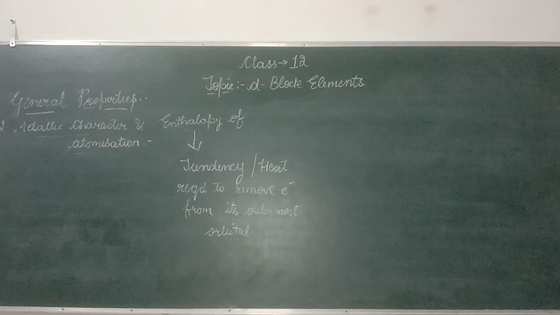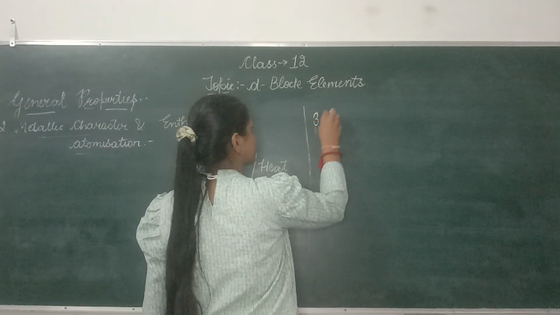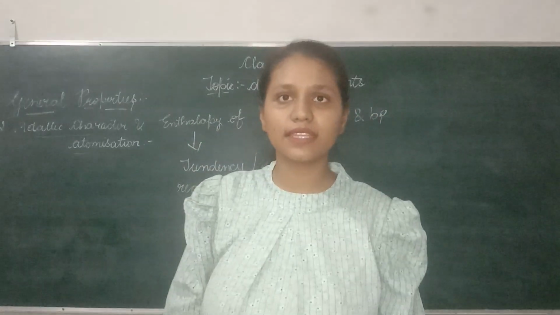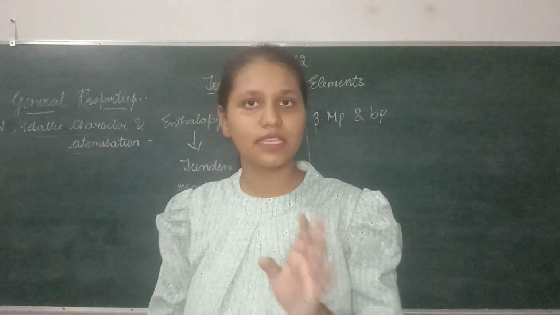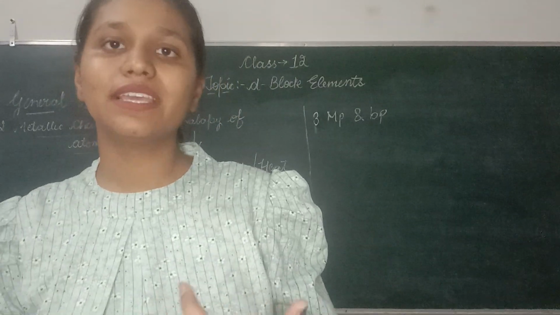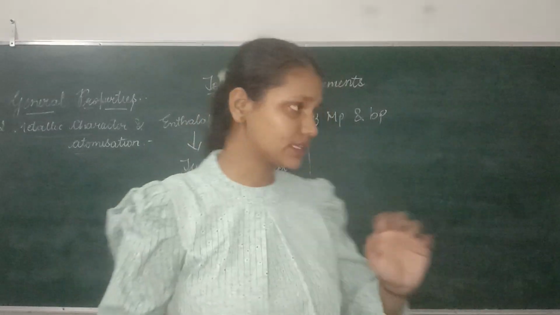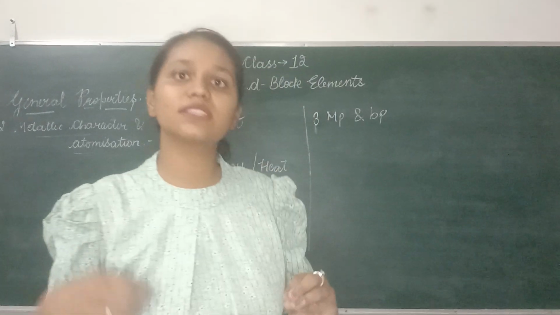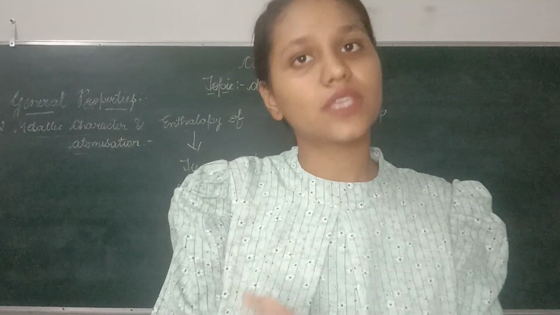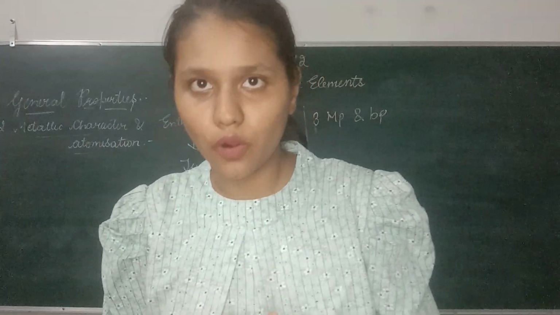Next property is the melting point and the boiling point. Third property is melting point and boiling point. As already said, the d block elements are metallic in nature, and in metals bonding is stronger. Electrons are much closer to each other. Electrons are bonded as unpaired electrons. They get bonded to another element which also has unpaired electrons to form a strong covalent bond.